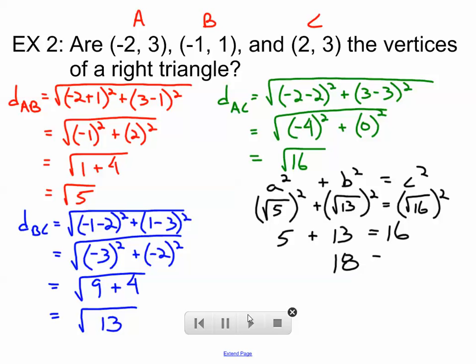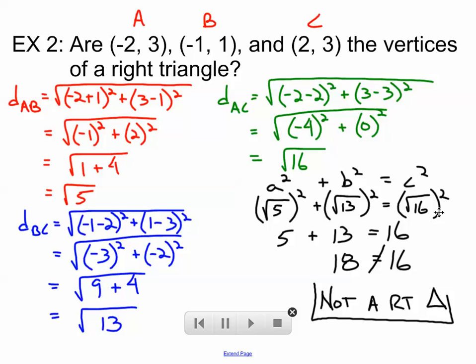At any rate, 5 plus 13 is 18, which does not equal 16. So we know that square root of 5, square root of 13, and square root of 16 are not the side lengths of a right triangle. So these are not the vertices of a right triangle.